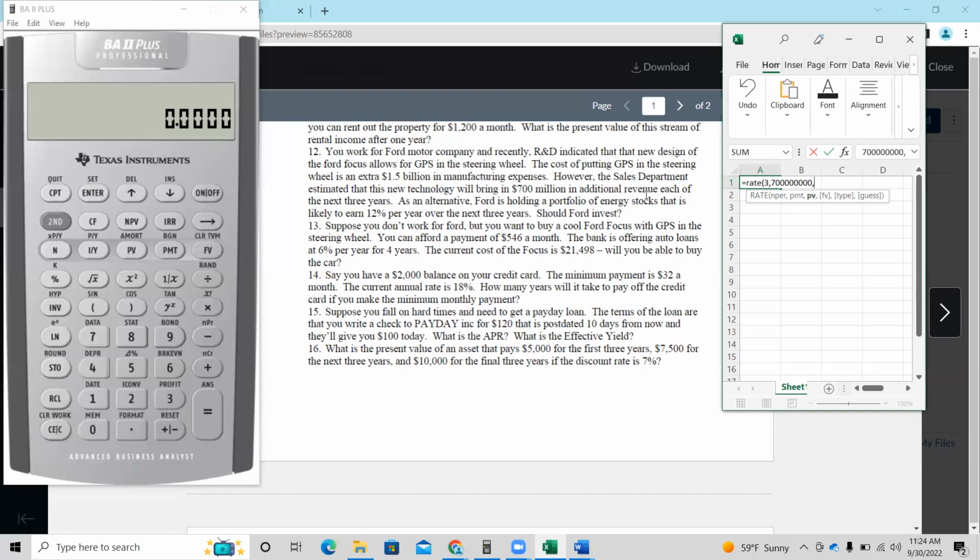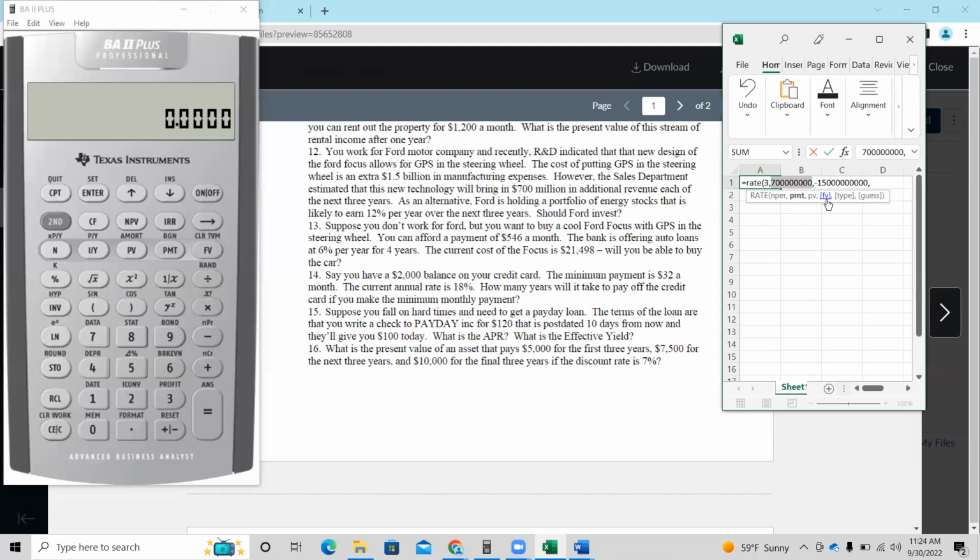All right. Next, I'm going to put in the present value. That's an outflow of 1.5 billion. So I'm going to say negative 1.5 billion. Make sure you got the right zeros there. And then the next thing I have to input is the future value. Now, notice something here. Because we have 3 years of a payment of 700 million, that's capturing all of the cash flows. So here, future value is going to be 0.